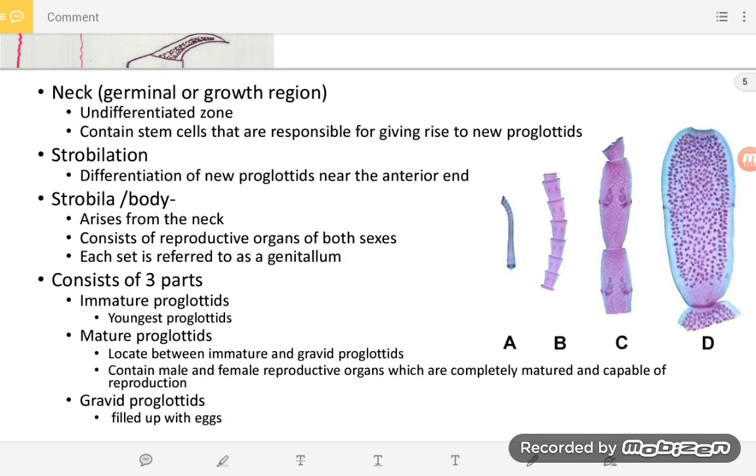Right, now we will move to the neck part, the germinal or growth region. Actually, after the head part, the neck is present. It is an undifferentiated zone, containing stem cells that are responsible for giving rise to new proglottids. So near the end of the head part, we can see the neck. This is an undifferentiated zone. We cannot differentiate cells or segments. So it is stem cells.